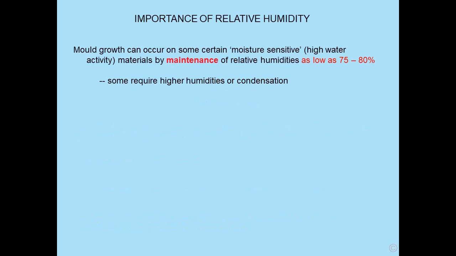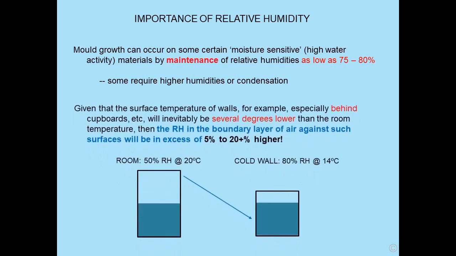Importance of relative humidity. Well, mould can grow on certain moisture sensitive materials at relative humidities as low as 75 to 80%. Some require higher humidities or condensation. Given the surface temperatures of walls, especially behind cupboards, these are inevitably several degrees lower than the room temperature. In this case, the relative humidity in the boundary layer of air against such surfaces will be 5 to 20% higher than that in the room.